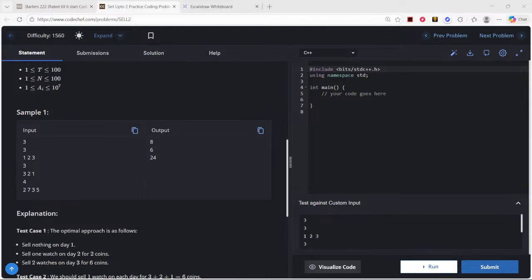So the answer to this question is simply in the state 0, 0, since on the first day we start with 0 watches. So right, now we're doing the code.